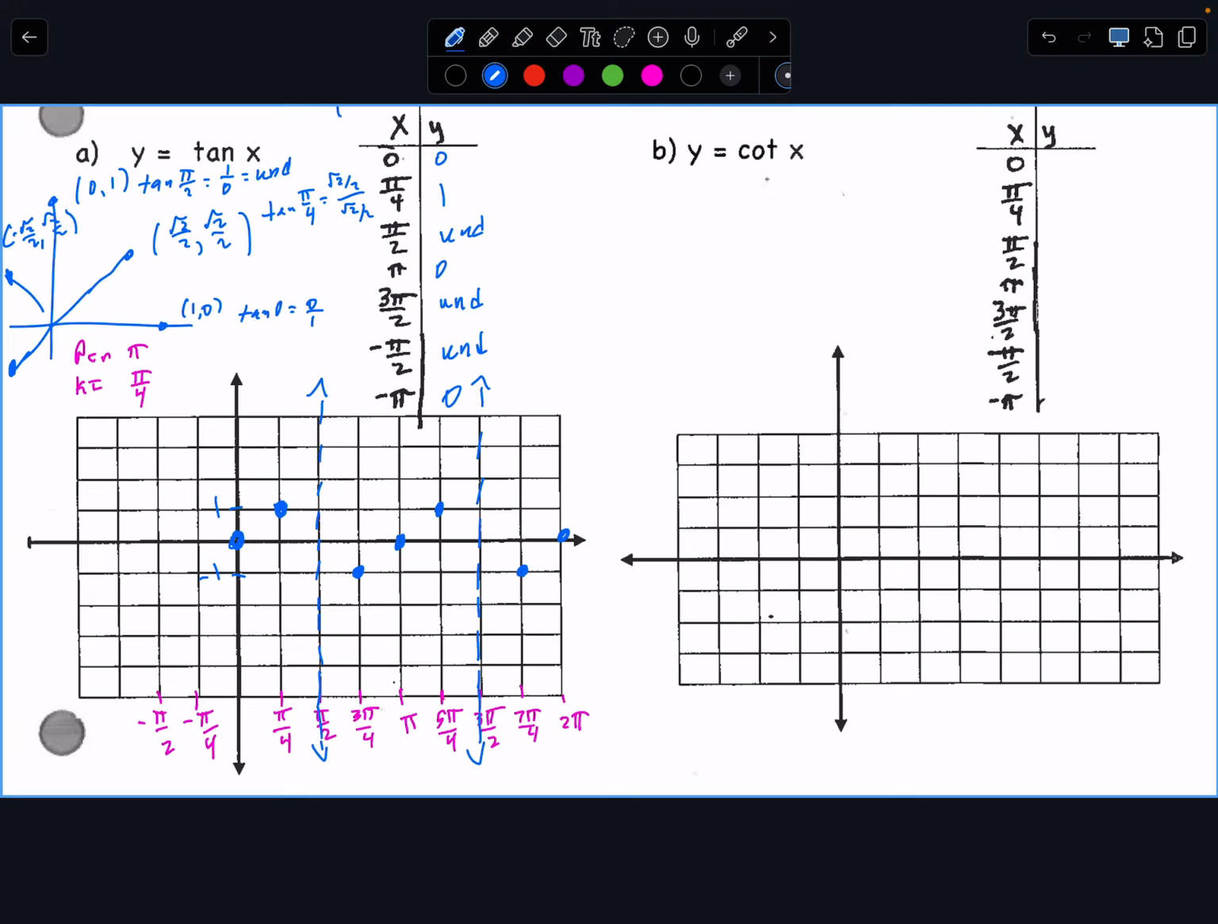Typically with tangent, we go to the left of 0. And at negative pi fourths, that's the same as 7 pi fourths. You're at negative 1. And at negative pi halves, same as 3 pi halves, you have a vertical asymptote.